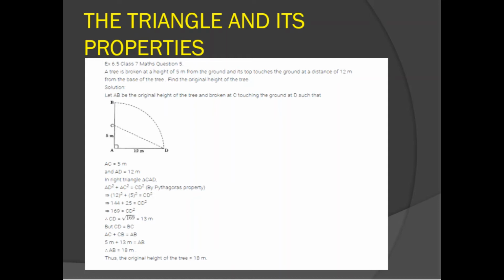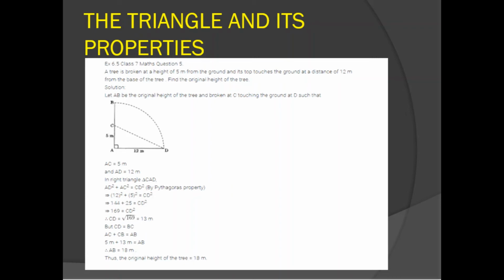A tree is broken at a height of 5 meter from the ground and its top touches the ground at a distance of 12 meter from the base of the tree. Find the original height of the tree. In this, we have been given the value of AC as 5 meter and AD as 12 meter. So by applying the Pythagoras property, we can find out the value of CD.